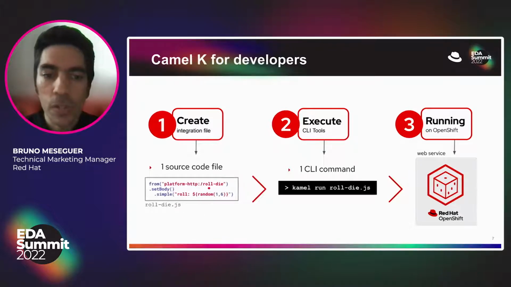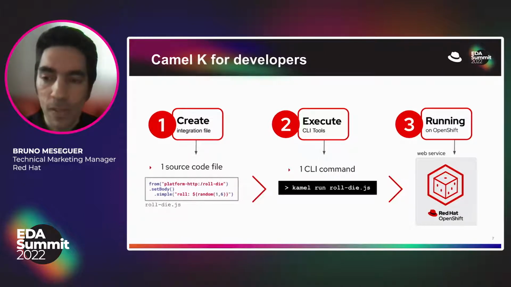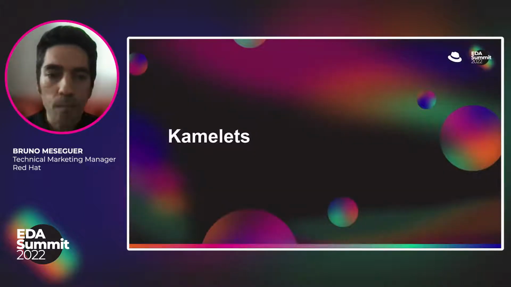And once the developer defines that, it just needs to run it with the client. And with this command, camel run roll-die, this is pushed to the environment, and the operator, this sort of robot that will do everything for us, will pick up that resource, will containerize it, deploy it, and run it for us, and then that will be consumable for everyone to access the service. So these are the 3 steps really for the developer.